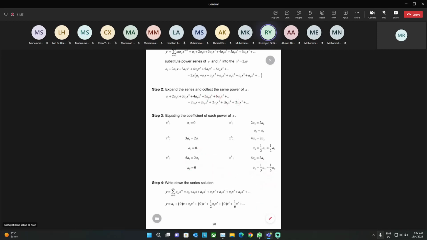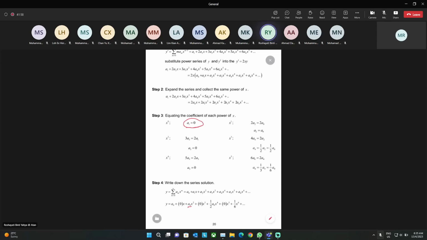And then step number 4, you need to write down the series solution. You have y, it's a standard form, and then you have y equal to a0 plus a1. What is the value you have for a1? So look at the equating coefficient, it becomes 0.